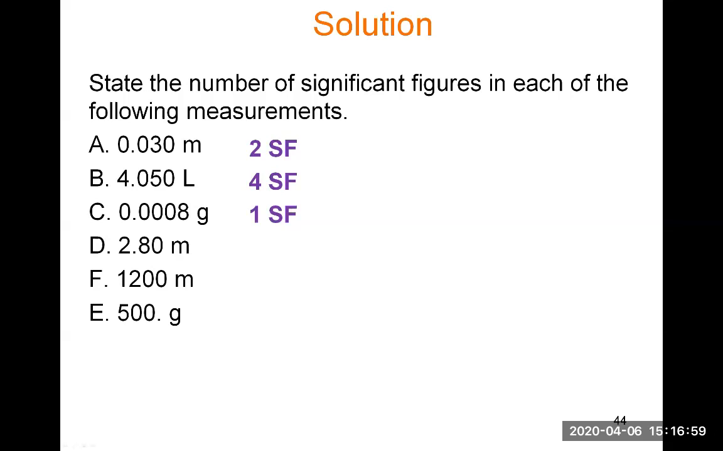Measurement D, 2.80 meters. Starting from the left, you have the 2, that's significant, the 8, it's significant, and then the 0. That 0 is significant because you have the dot visible, and it's to the right, and so it's meaningful. So in that number, you would have 3 significant figures.